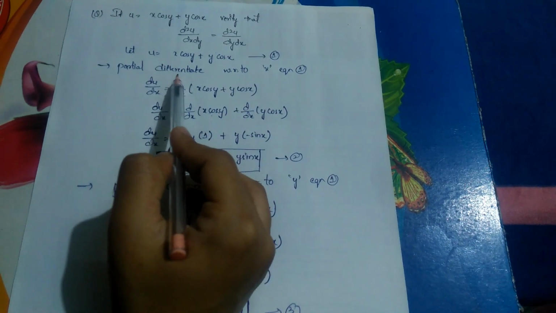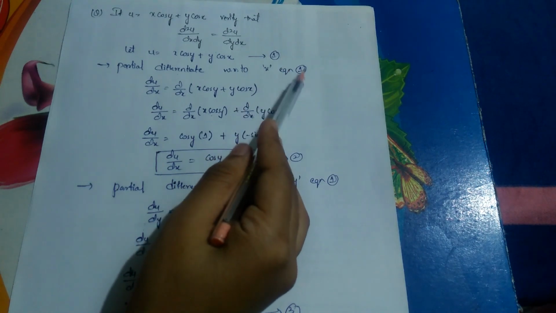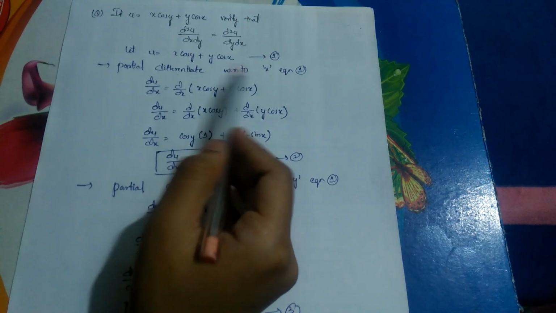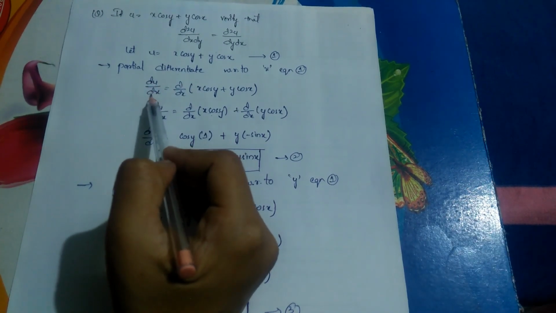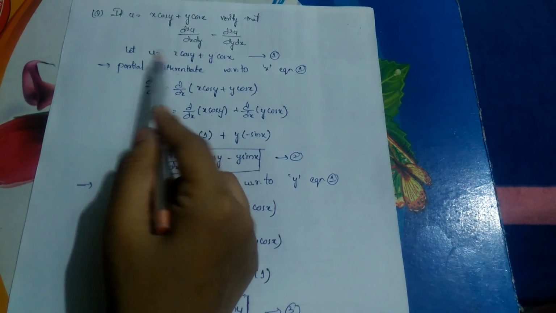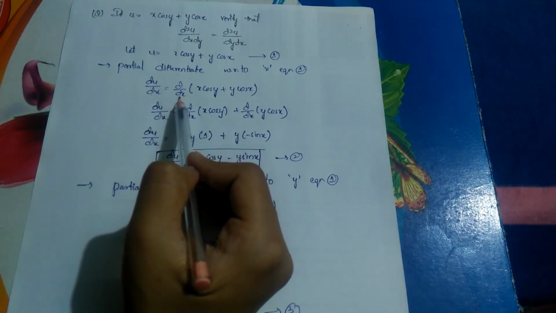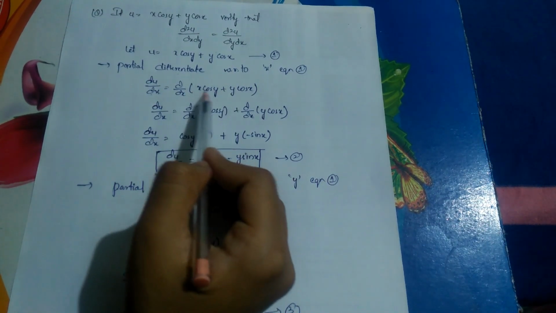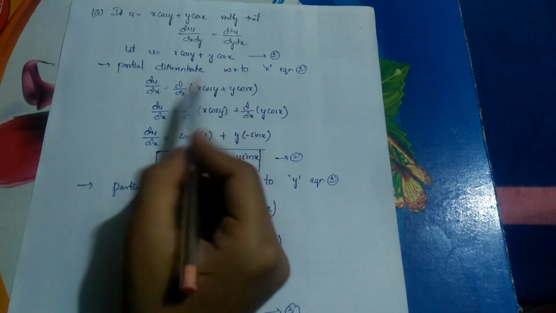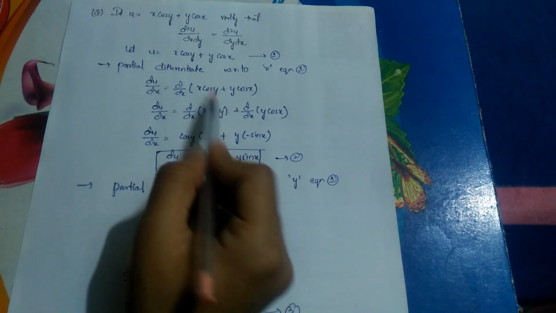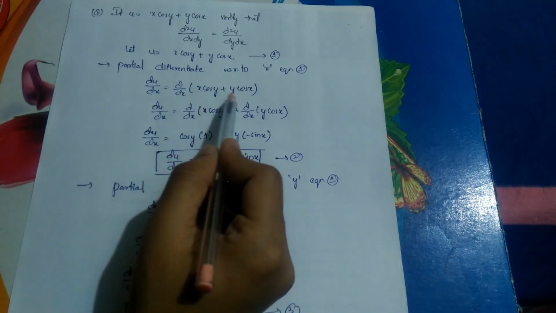Now partially differentiate equation 1 with respect to x. That is, ∂u/∂x is the function u differentiated with respect to x. ∂u/∂x is equal to ∂/∂x of the function x cos y plus y cos x. Then ∂u/∂x is equal to ∂/∂x of x cos y and ∂/∂x of y cos x.